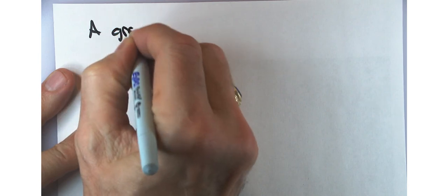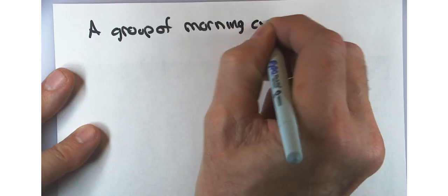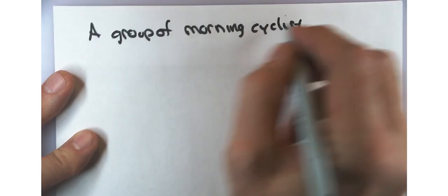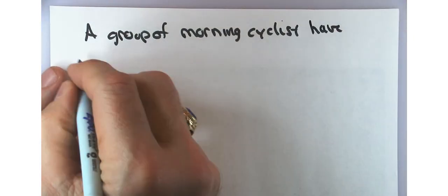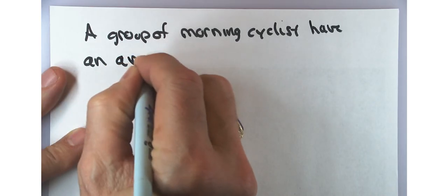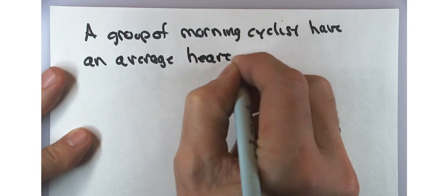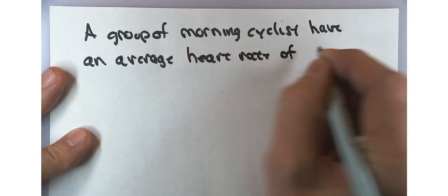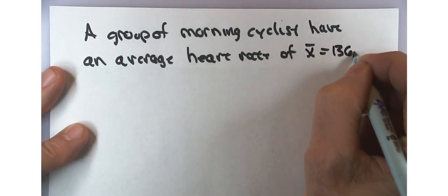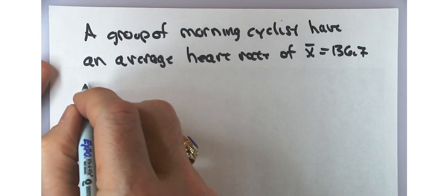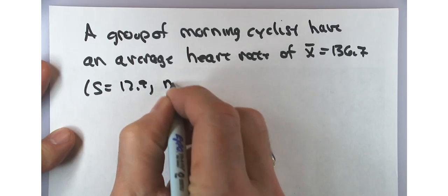A group of morning cyclists. Let's see, how do I want to write this? Have an average heart rate of X bar equals 136.7 with standard deviation of 12.9 and n equals 21.